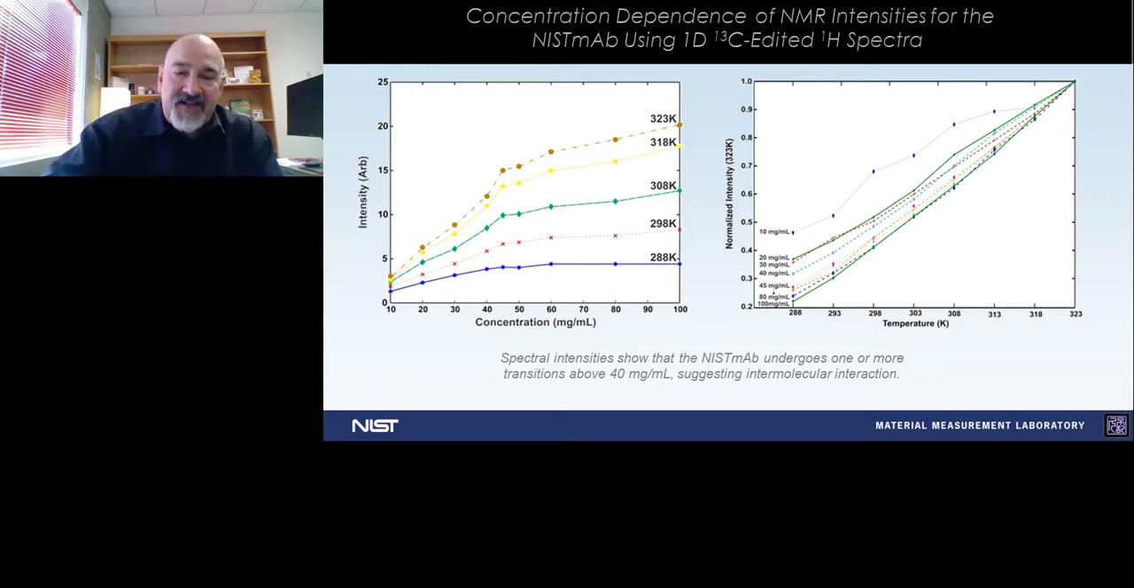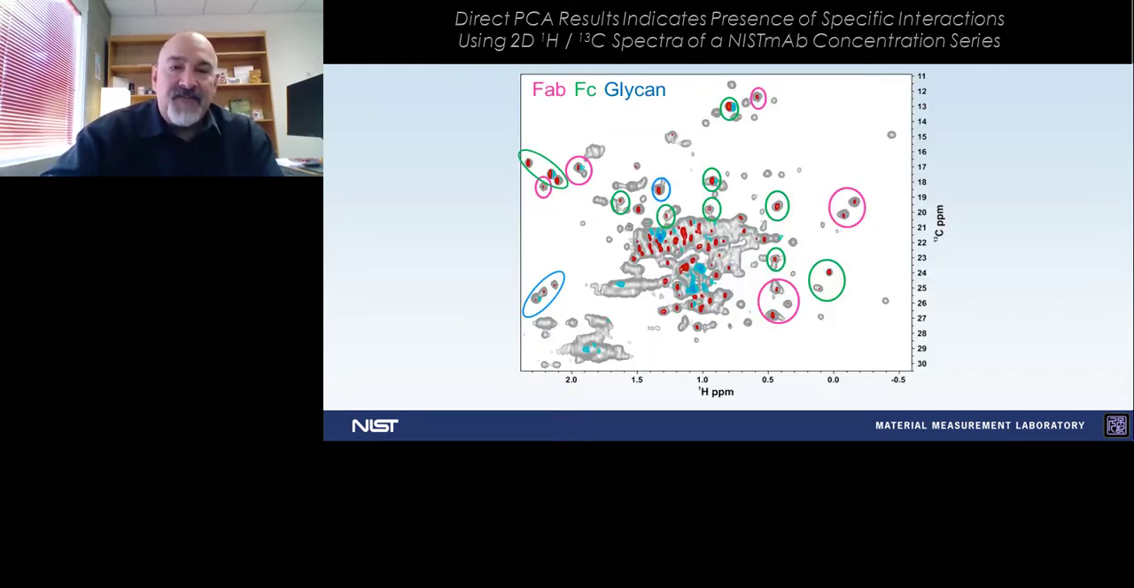We can characterize this by principal component analysis. So here's a principal component analysis spectrum. The gray spectrum is the first component, the average spectrum, and the blue and red parts are the higher components. We can see that at higher concentrations, only specific parts of the spectrum are changing. So there are molecular interactions, and they're specific. They're not just due to changes in the overall viscosity of the sample. They're actually particular interactions going on.